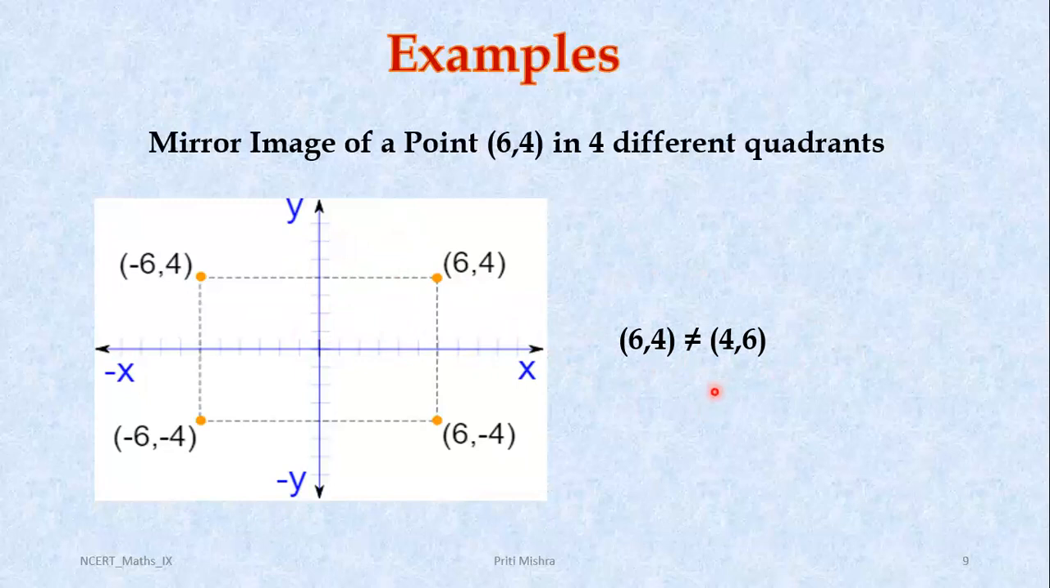And no point can be equal to the one got by just exchanging the coordinates. Okay, (6, 4), or you can say (5, 9), can't be equal to (9, 5). So in this way, we can say (x, y) cannot be equal to (y, x), provided x is not equal to y. It will be equal only when x equals y.